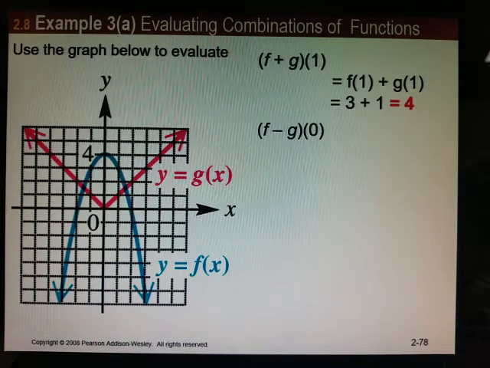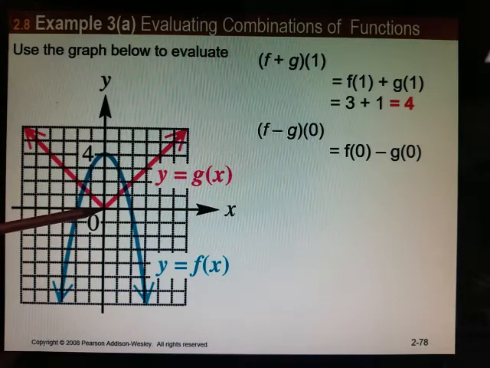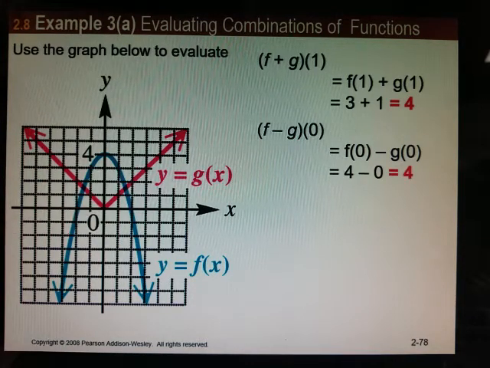All right, f minus g. So that's f of 0 minus g of 0. That means when x is 0, what is f? So when x is 0, the f equation is blue. That's 4. Minus the red equation, 0. So 4 minus 0 is 4.